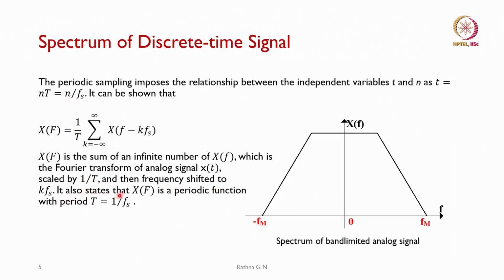It also states that X of f is a periodic function with period 1 by T, that is fs. We will be seeing the spectrum here. This is our X of f, and this is the maximum frequency in our input signal. It varies between minus fm and fm, and f is the x axis.